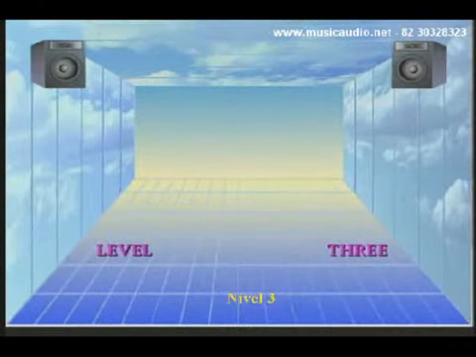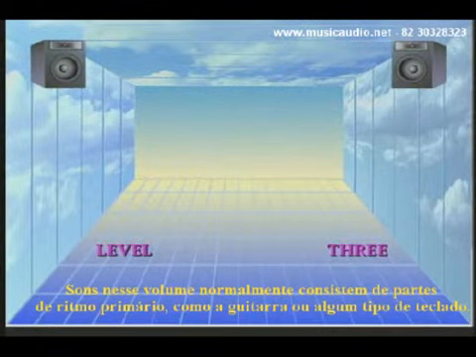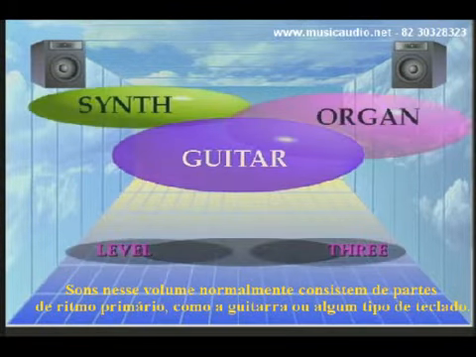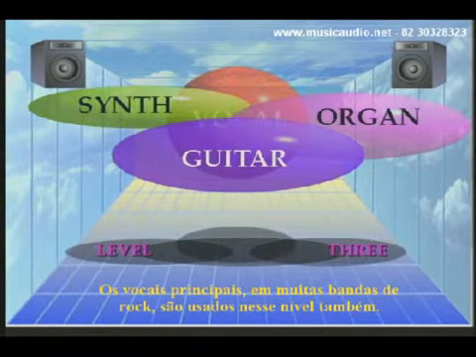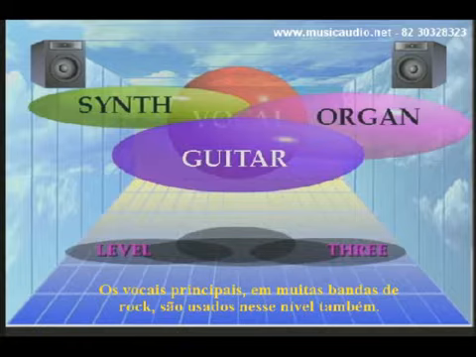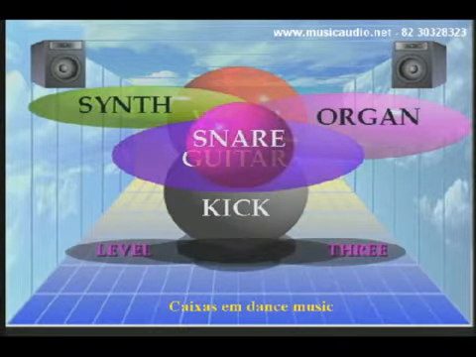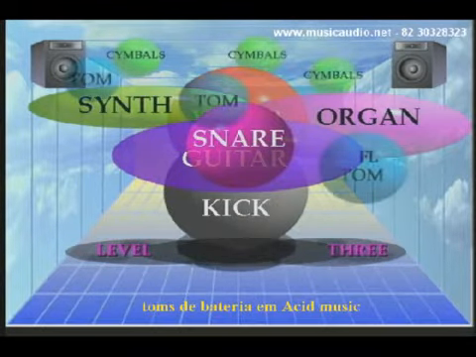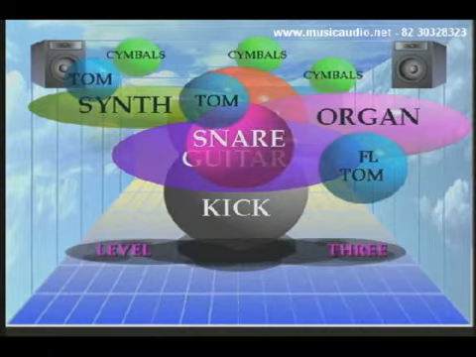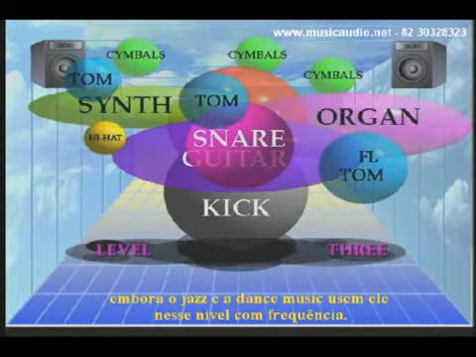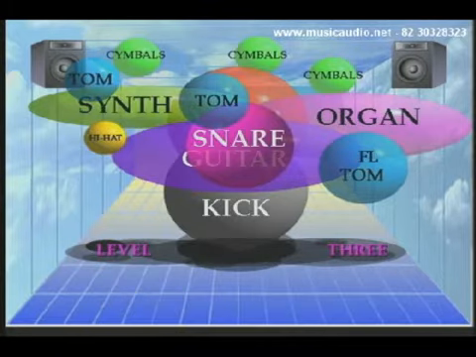Level 3. Sounds at this volume normally consist of primary rhythm parts, such as guitar or some type of keyboard. Lead vocals in a lot of rock and roll are also set at this level. Other examples include kick drums in most heavy metal, snare drums in most dance music, most toms in most styles of music, and cymbals, with hi-hat only occasionally at this level, although jazz and dance music often place it here.